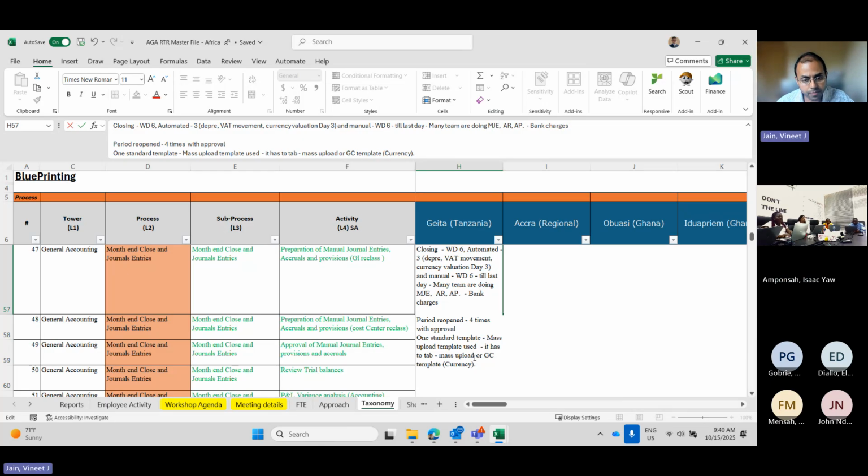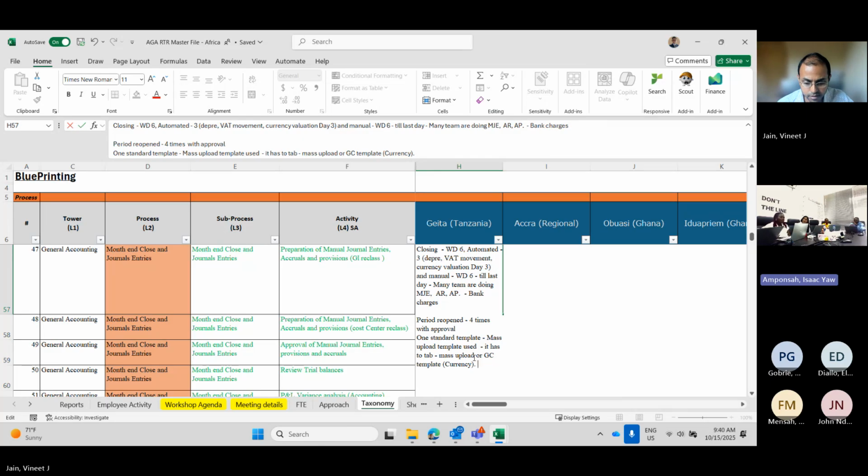So for approval purposes, when you upload the journal, it is parked and after approval, it is posted, or you post it, then approve it, and then finally it is booked in SAP. What does the process look like?